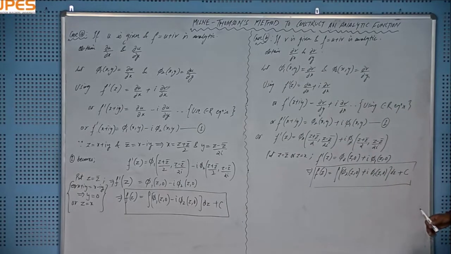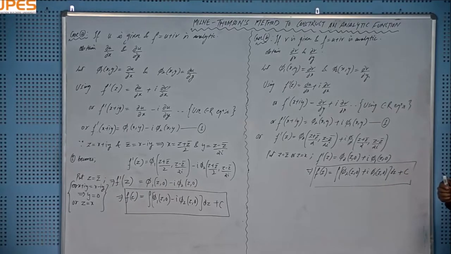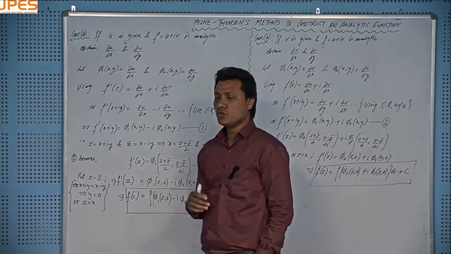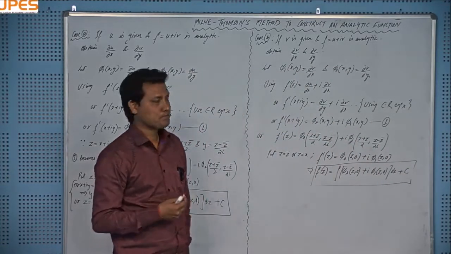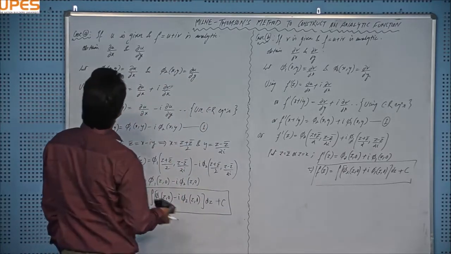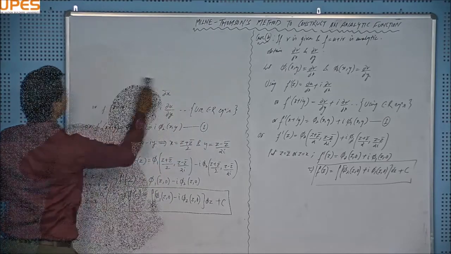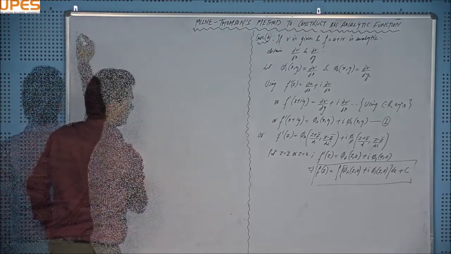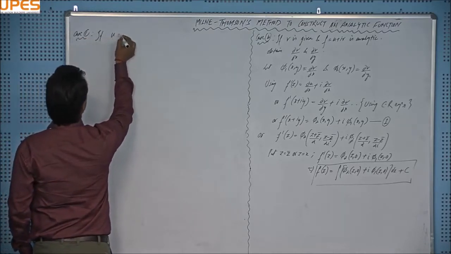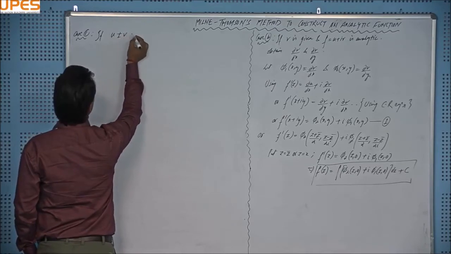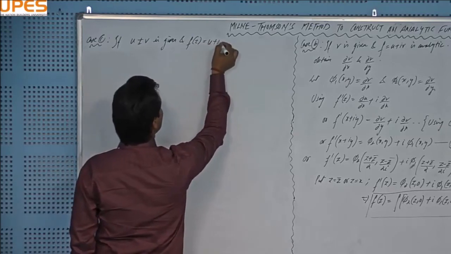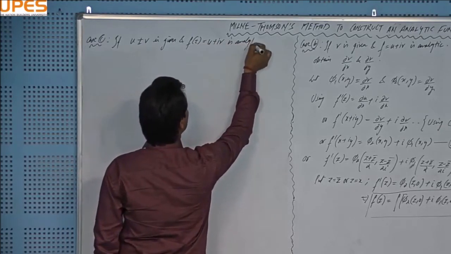So two cases for u and v, and now the third case, when the relationship between u and v is given, and generally it is of the form u plus v or u minus v, right? So that is case number 3. Case 3: if u plus or minus v is given and f z equal to u plus eta v is analytic.